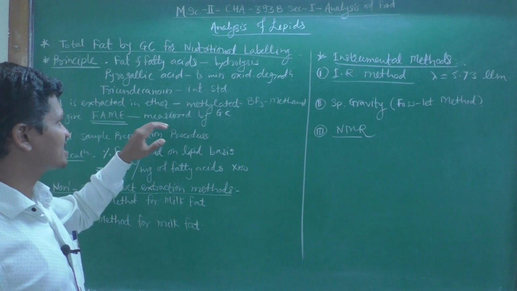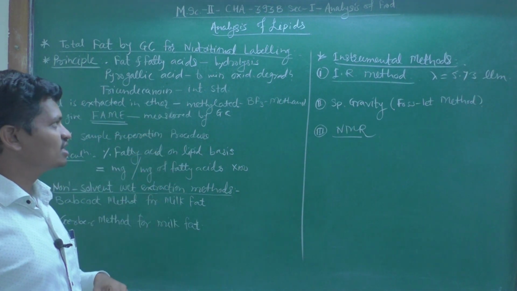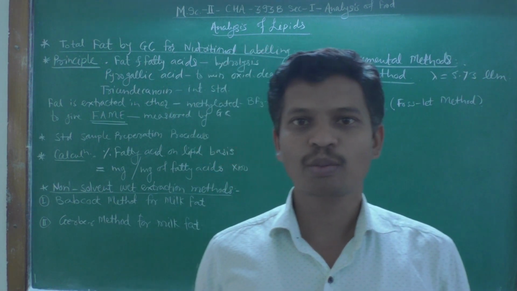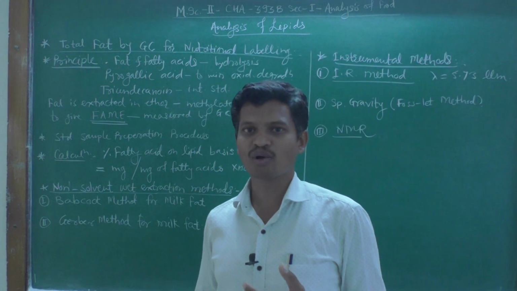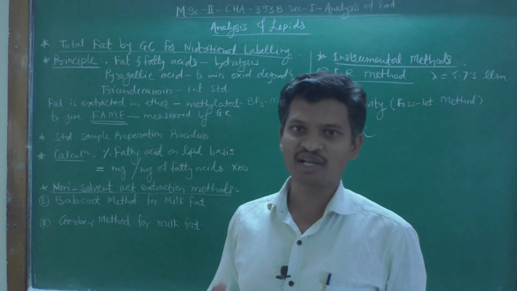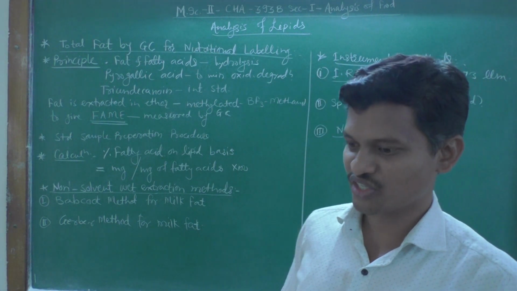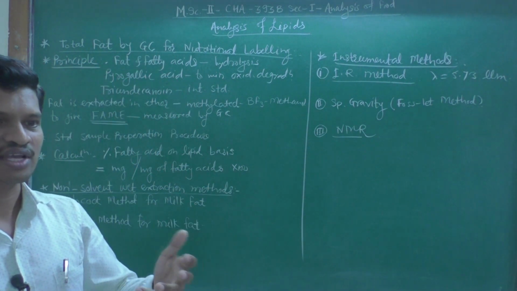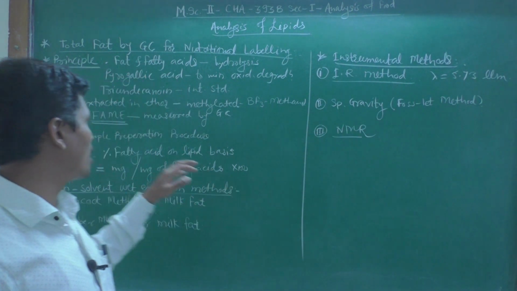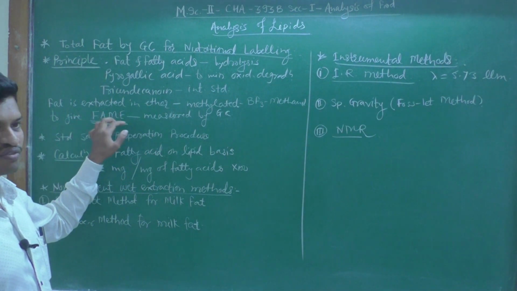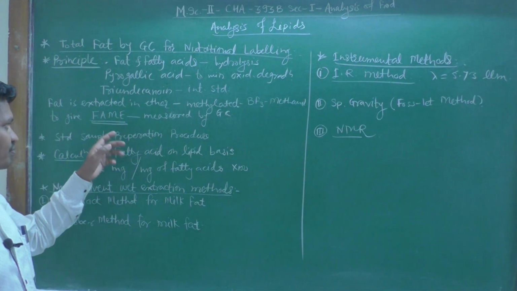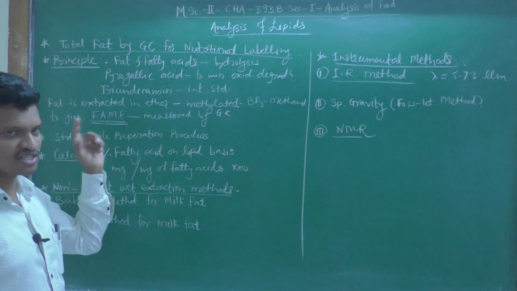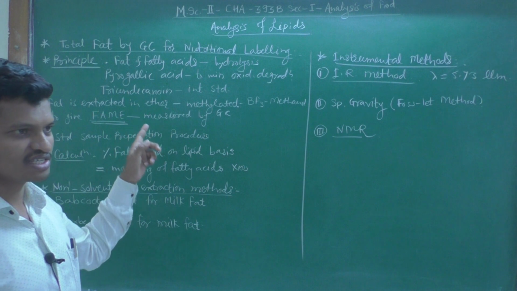The fat is extracted in ether solvent, and then it is methylated by using a boron trifluoride methanol mixture. Boron trifluoride, that is BF3 methanol mixture, is used to convert the fats and fatty acids into FAME. So what is this FAME? FAME is fatty acid methyl esters.